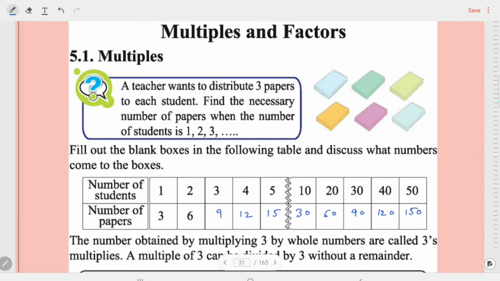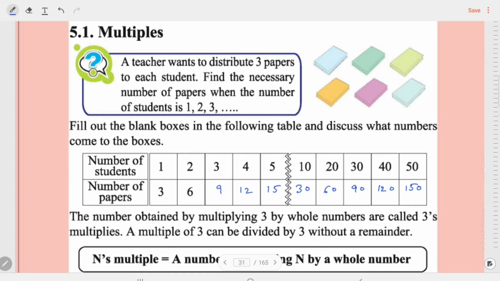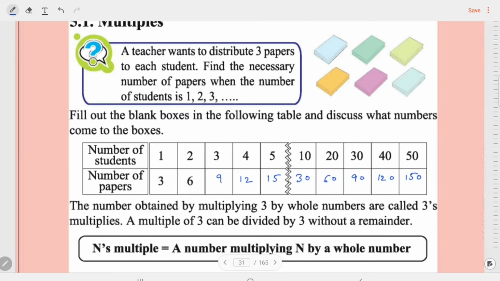The numbers obtained by multiplying 3 by whole numbers are called 3's multiples. All these are 3's multiples: 3, 6, 9, 12 and so on. So a multiple of 3 can be divided by 3 without a remainder. For example 6, 9, 12, 15. You can divide all these numbers by 3 without any remainder.